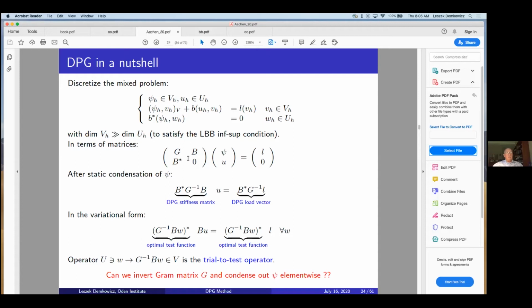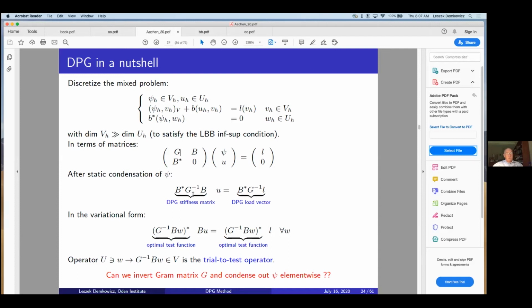So the algebraic structure of the problem is this. And even though on the continuous level psi was zero, on the discrete level it is not. The price for this nice stabilization that you'll see in a moment is that you solve for more unknowns. You're introducing extra unknowns because you solve not only for U but also for psi. Now, if you eliminate psi, doing static condensation, computing the Schur complement, then you get an equation for U where on the left-hand side you have the DPG stiffness matrix and on the right-hand side the DPG load vector. You arrive at what we call the normal equation.